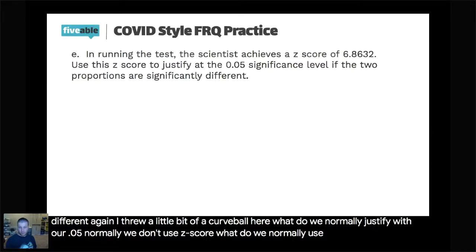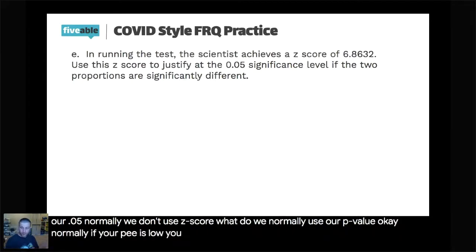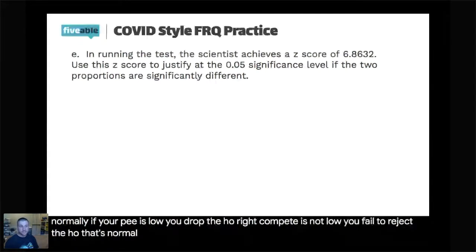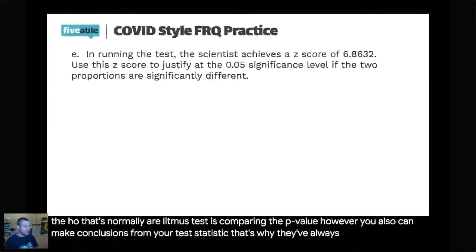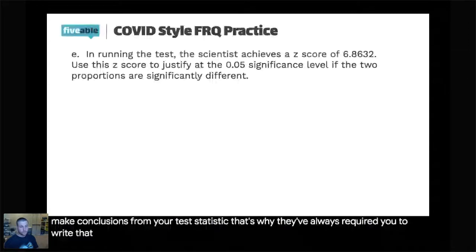Our p-value. Okay. Normally, if your p is low, you drop the H-naught, right? If your p is not low, you fail to reject the H-naught. That's normally our litmus test, comparing the p-value. However, you also can make conclusions from your test statistic. That's why they've always required you to write that down in the question. Okay. They've always required you to put that in the work.